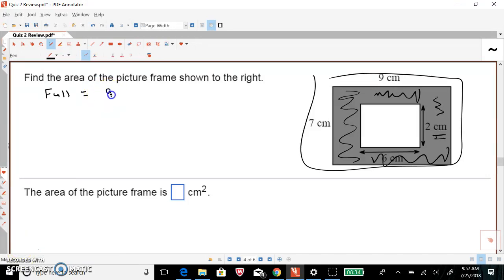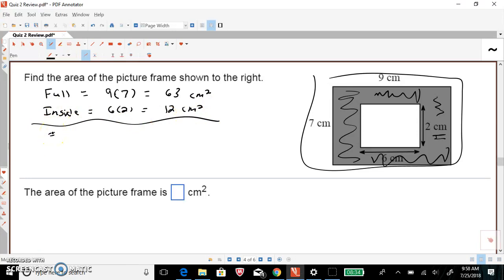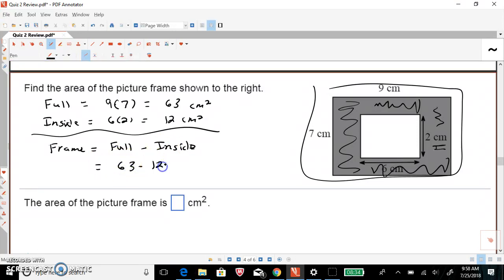Okay, so the full area, 9 times 7, is 63 centimeters squared. And then we need to subtract the area of the inside of that cutout there. So the area of the inside of the white portion is 6 times 2, or 12 centimeters squared. And to find the area of the frame, that's just going to be the full minus the inside, or 63 minus 12. So the area of the frame is simply 51 centimeters squared.